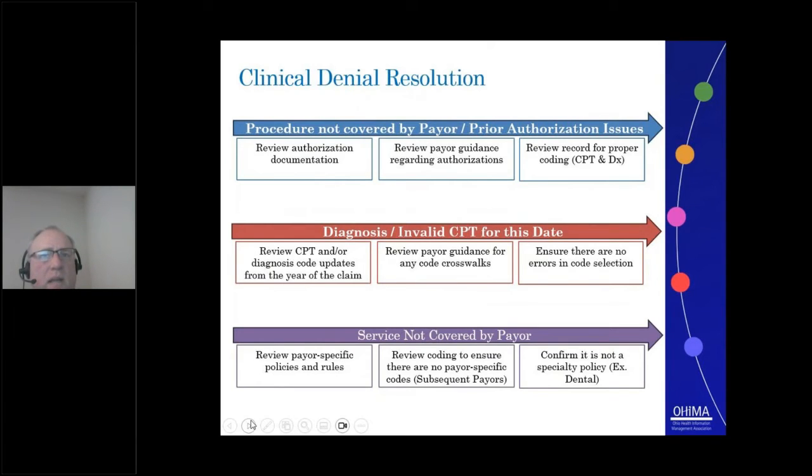Last are denials for services not covered by the payer. It usually has to do with the payer rules. Make sure you understand the rules regarding the service on the claim form by reviewing the payer guidelines, including any potential code-specific policy associated with the services billed to the plan. Other issues may be that some services will not be covered as they are considered specialty codes that are not approved for the provider. For example, a routine dental exam completed by a primary care provider.